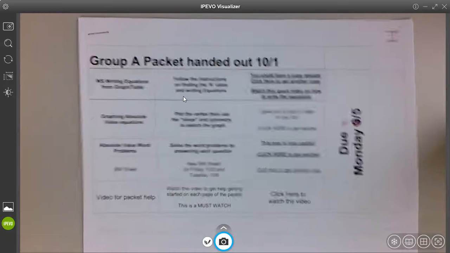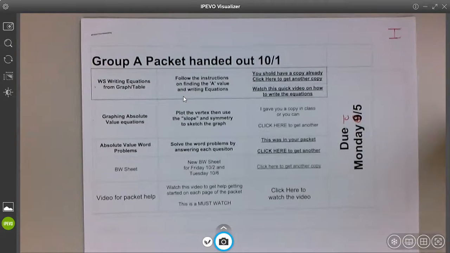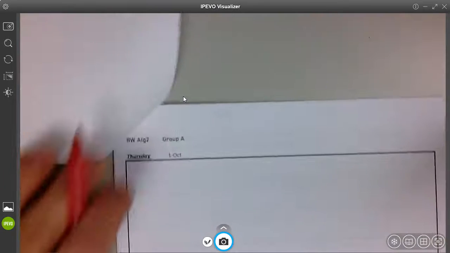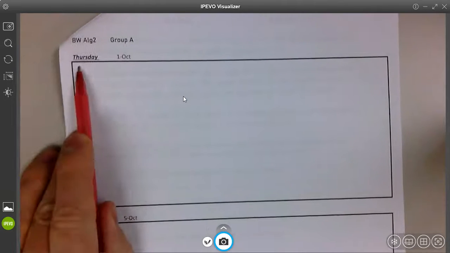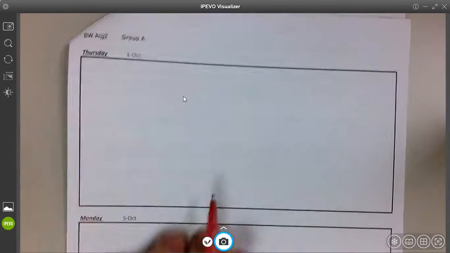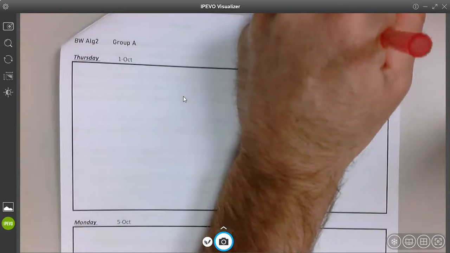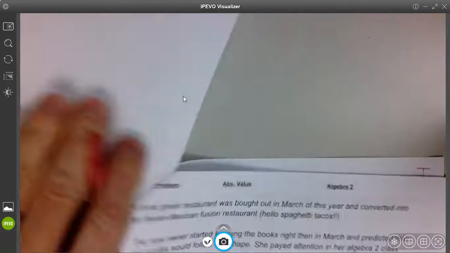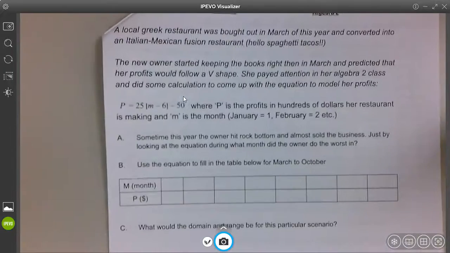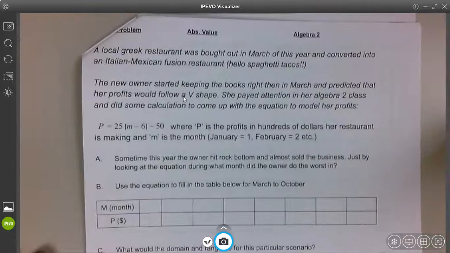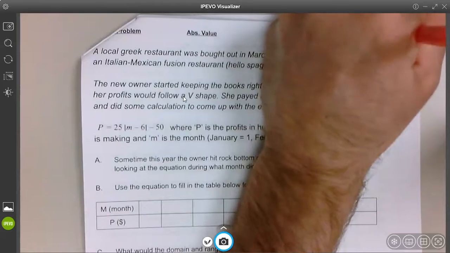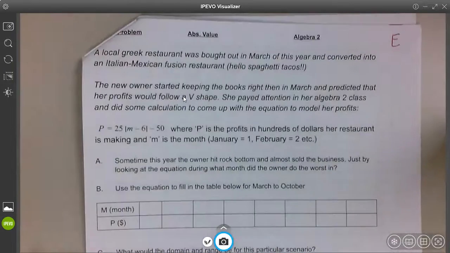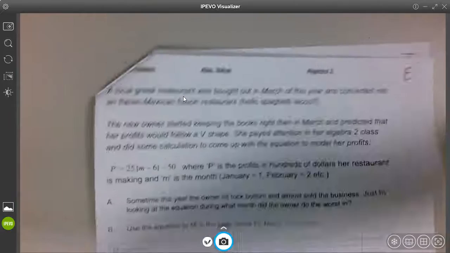So we have Friday, and then it will be due on Monday. So you have a couple days to work on it. Okay, the first thing will be bell work. You'll get some bell work today, Thursday, October 1st, and you'll write your bell work in here. On the top right corner of this page, I want you to put a W. Good. We will be doing this worksheet in class today, so I'm not going to go over the nuts and bolts of it, but I want you to put an E in the top right corner of this one. Thank you for paying attention.